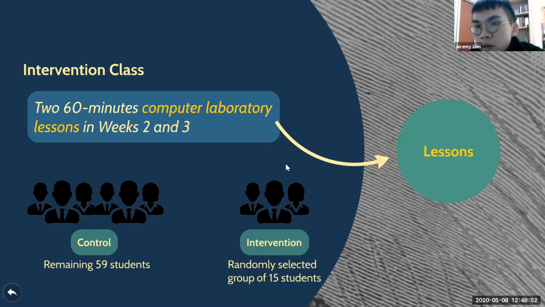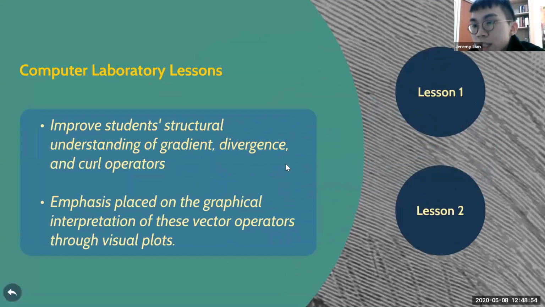So then, for the lessons, we selected the topics for the intervention class to directly target the three student competencies in vector operations, which we have identified previously. These lessons should primarily aim to improve students' structural understanding of gradient, divergence, and curl, while also giving equal attention to teaching graphical interpretation of these vector operations.